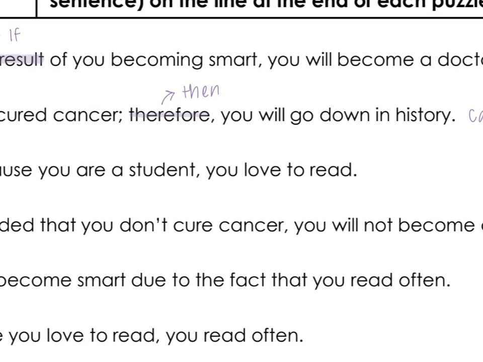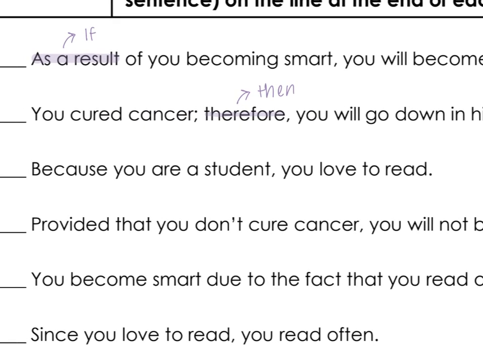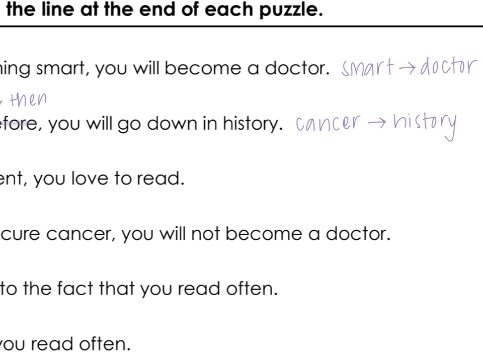All right, moving on to the next sentence, we have because you are a student, you love to read. Okay, so in this sentence here, I'm going to be highlighting because, and that is the phrase that I am using to determine that this is going to be an if. Okay, so that means that you are a student is going to be my hypothesis, and you love to read is my conclusion. So I'm just going to write off to the side. I've got student, and I'm going to use just love.